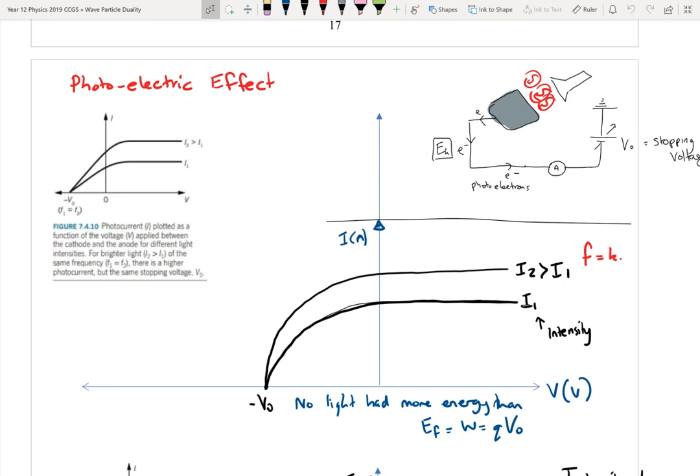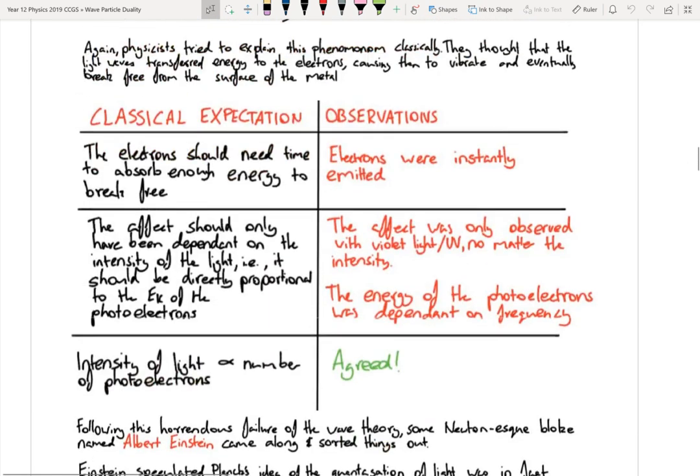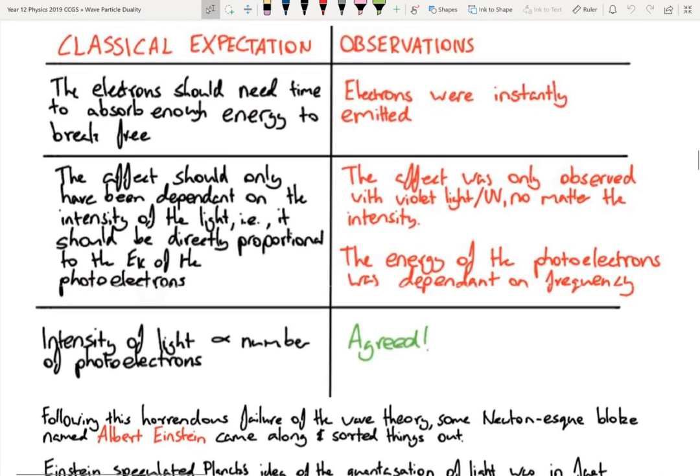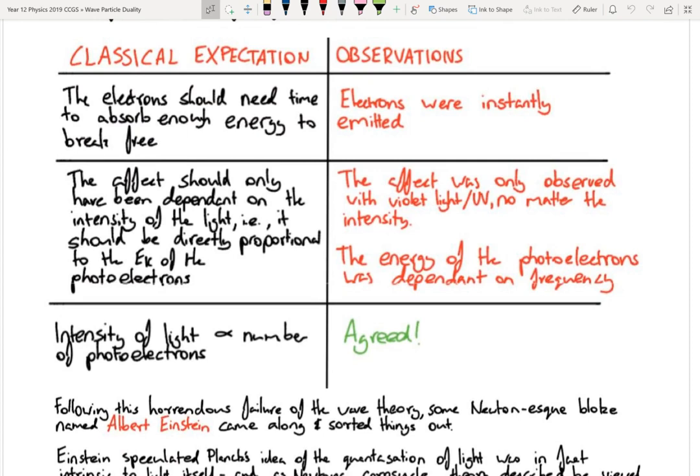Now, by increasing the intensity, all it was saying is that you're going to have more photoelectrons, but none of them have any more energy. So the intensity of the light did not determine the energy of the photon. The wave model suggested it would. There was also another suggested observation of the wave model, and that would be that there would be a time delay. With a wave, there would have to be a time delay for the electrons to absorb that energy and then break free. But don't ask me how.